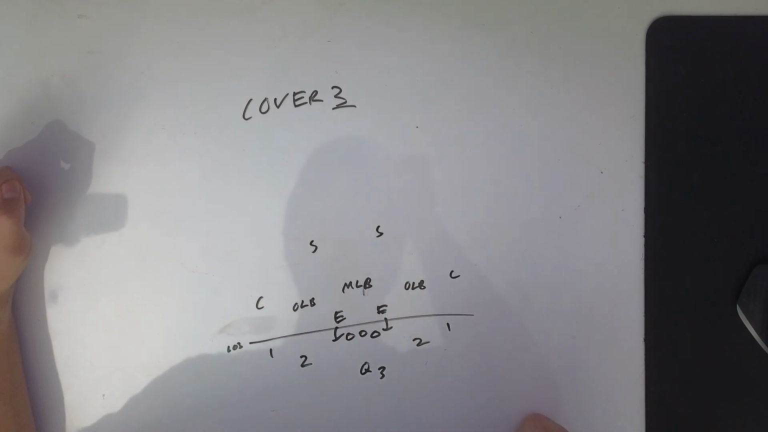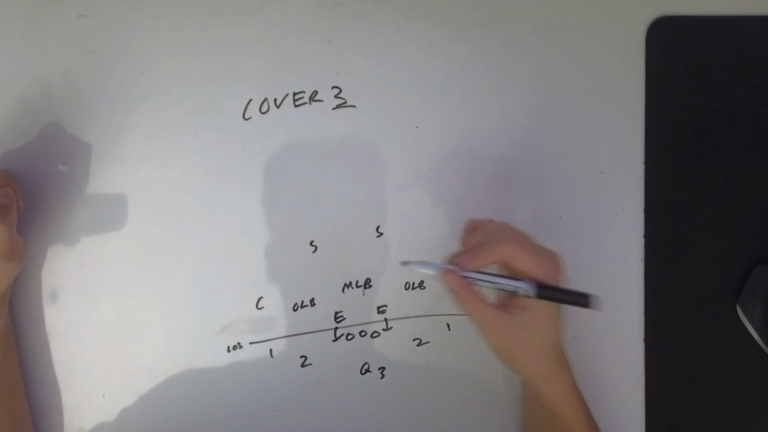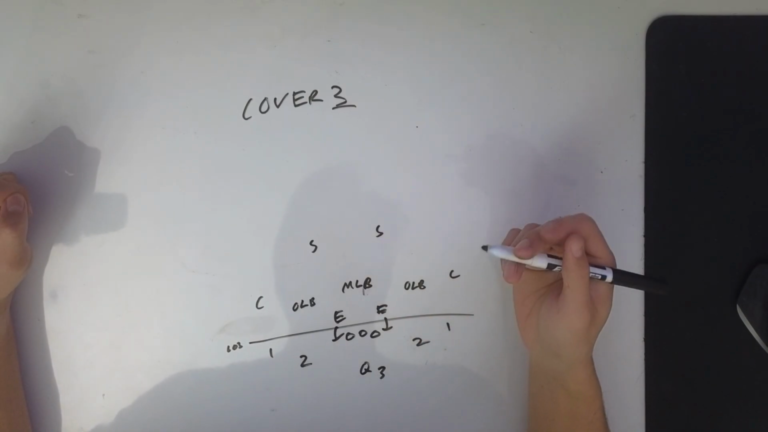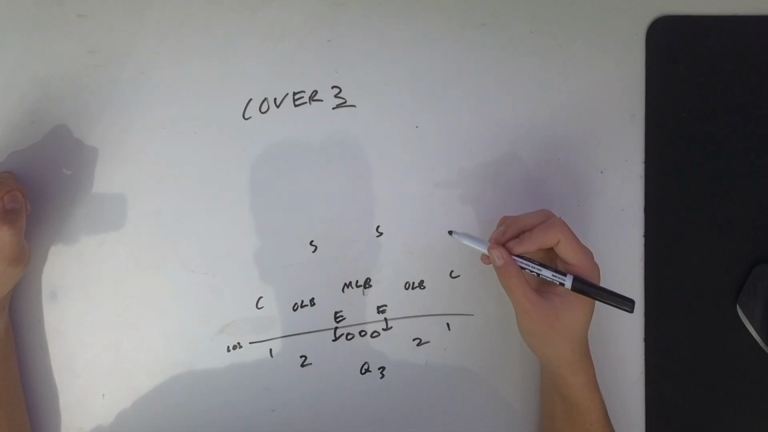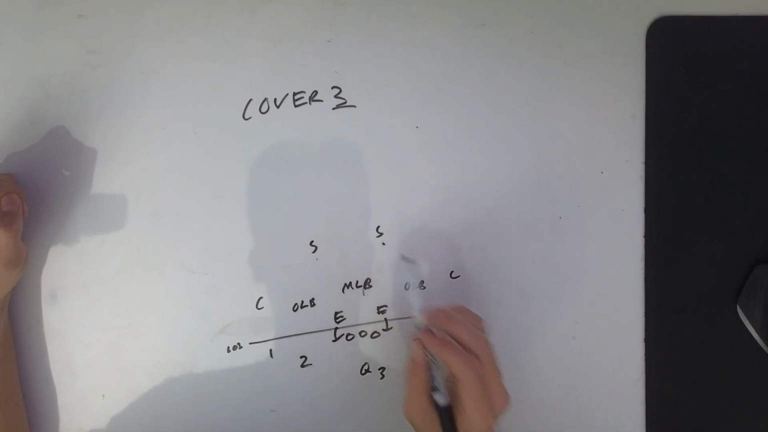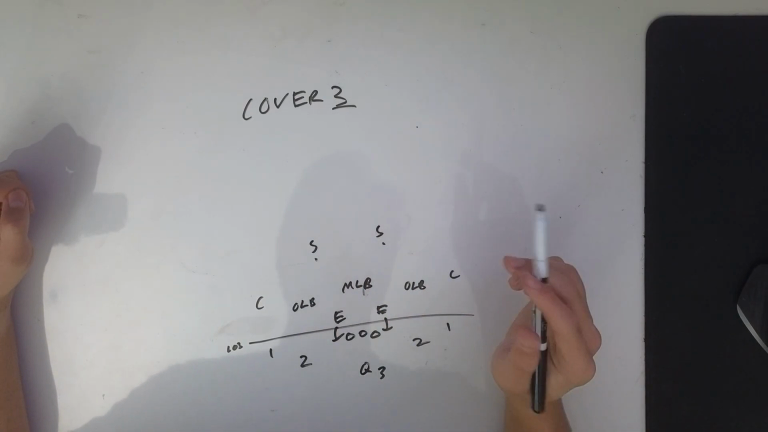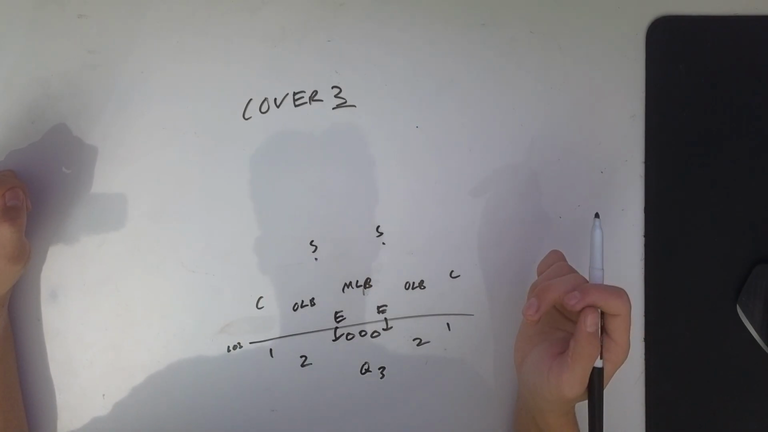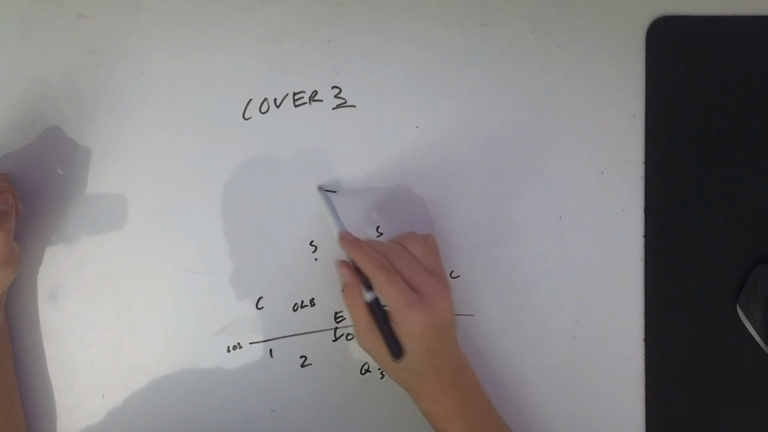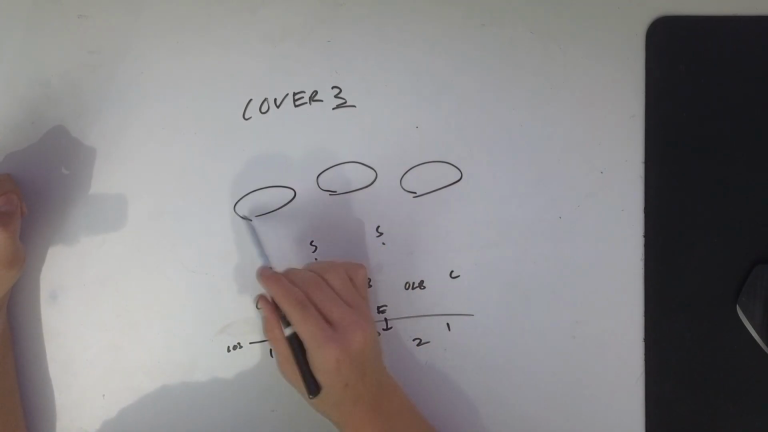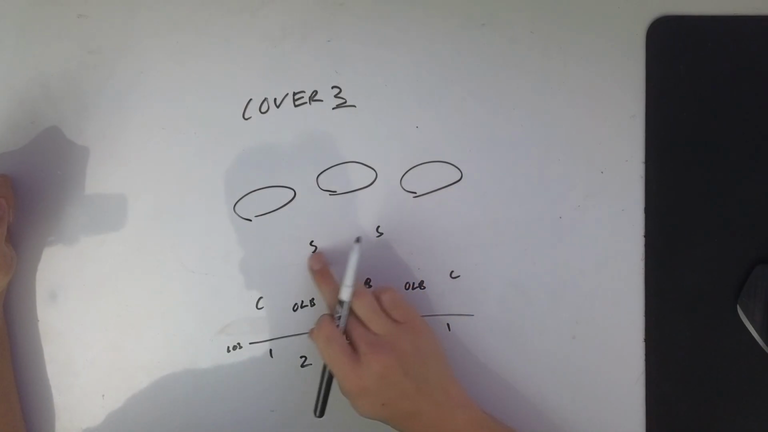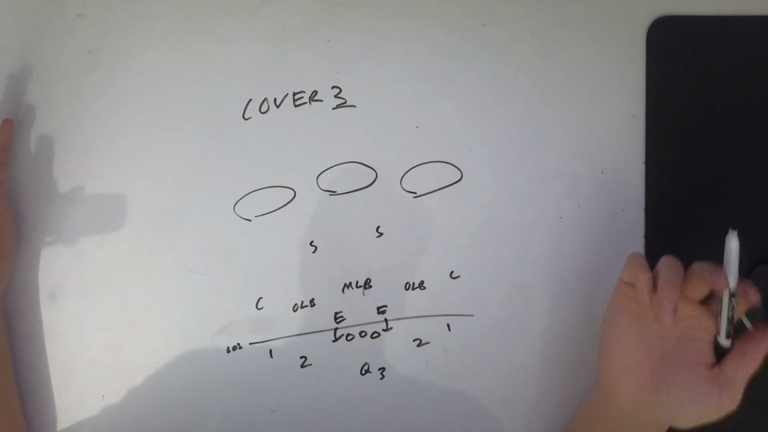So in cover 3, one of the safeties is going to be rolling down, which means, because you see that we have what's called a two-high shell, a two-high look at the start of the play. However, we're going to cover 3, which means there's going to be 3 deep zones in coverage. There's going to be 4 underneath. And so how do we achieve that is we do what's called a roll.